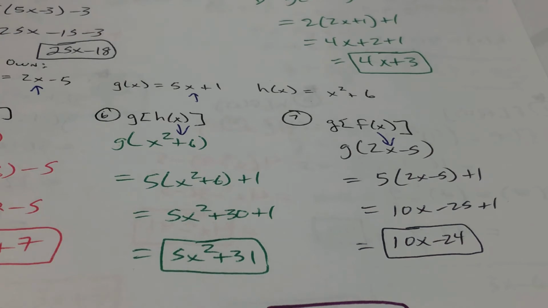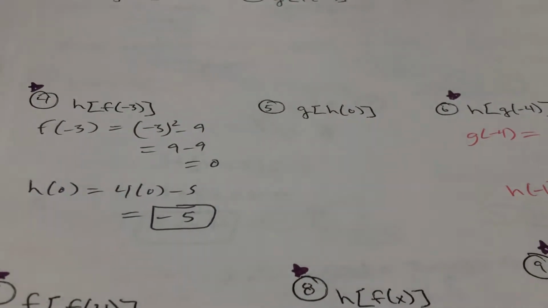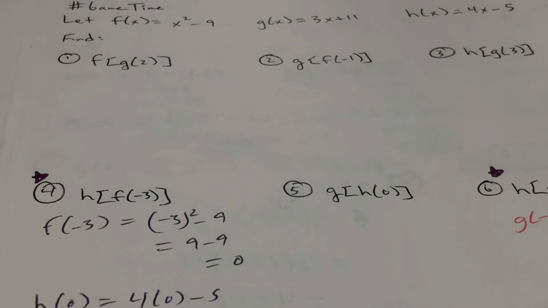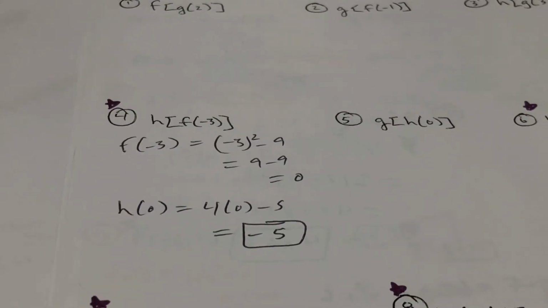Okay. And we're rolling. The hashtag game time part here, page 7, given those three. Again, you guys can see on your page, f of x, g of x, h of x.